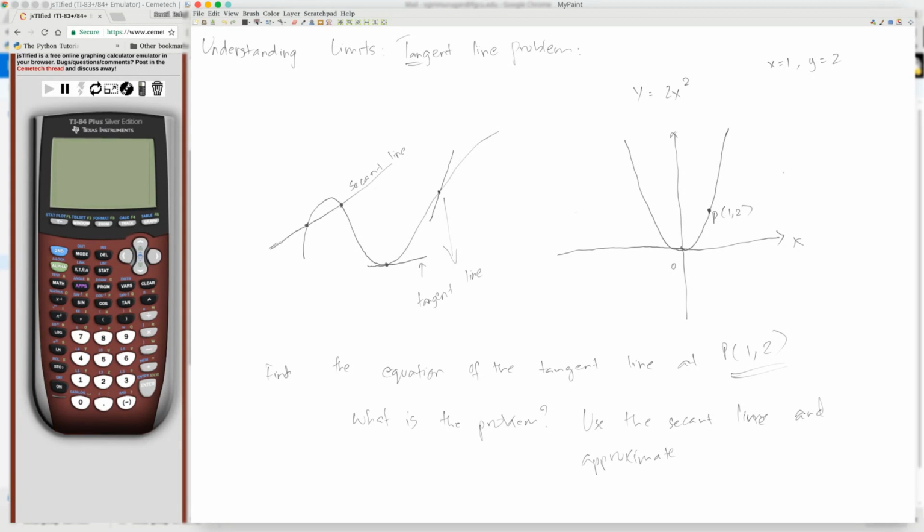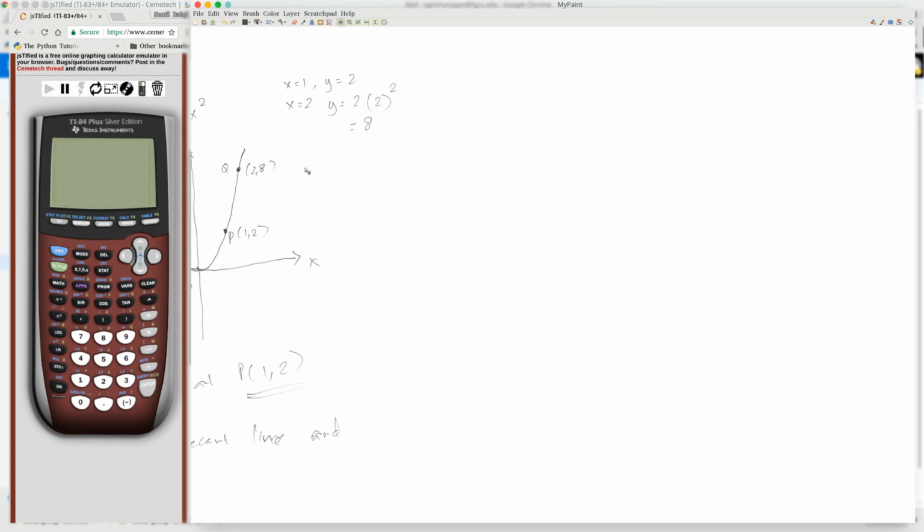Now, how do I do that? A secant line is going to pass through 2 points. So I'm going to pick another point. When x is 2, y would be 2 times 2 squared, which is 8. So 2 and 8. So I'll call it 2, 8. So I have 2 points, and I'll call that point Q. So the first point is 1, 2, the second point is 2, 8.